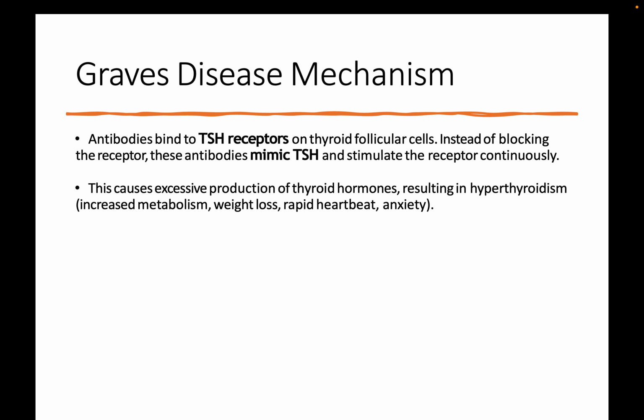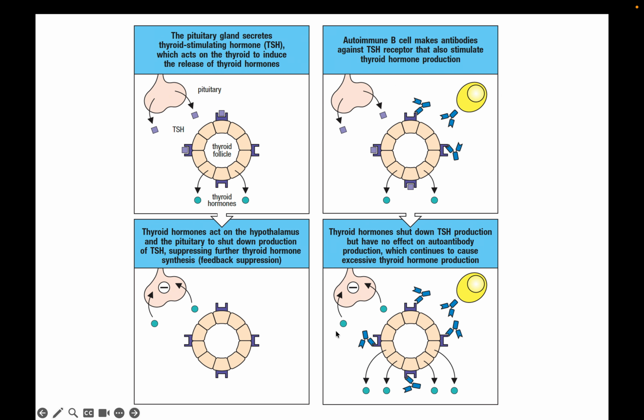Another one is Graves' disease. We spoke about this as well. So in Graves' disease, what happens? This is your normal pituitary. Your pituitary gland releases thyroid stimulating hormone, which then goes to your thyroid. It binds to your thyroid stimulating hormone receptor, and that causes the thyroid to release thyroid hormones.